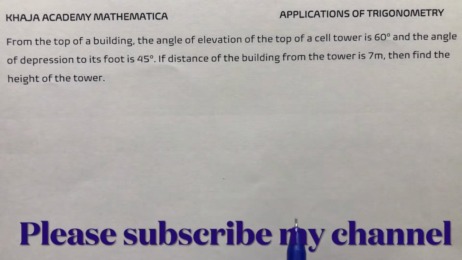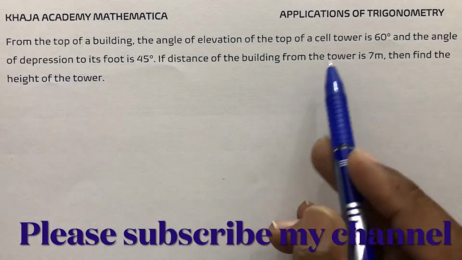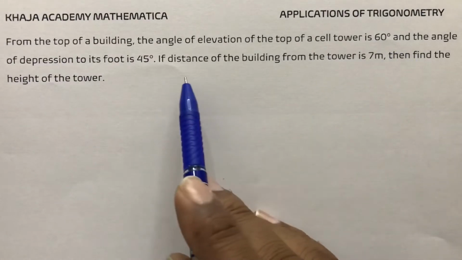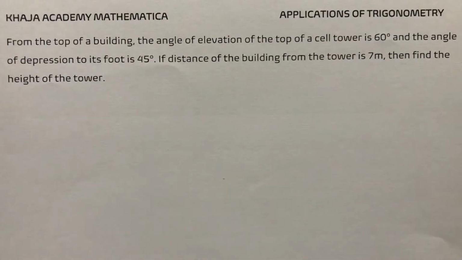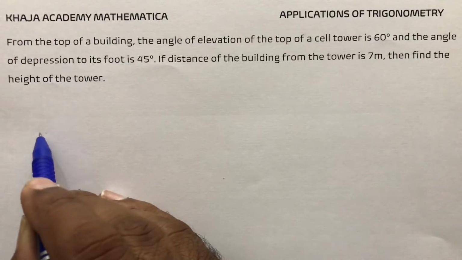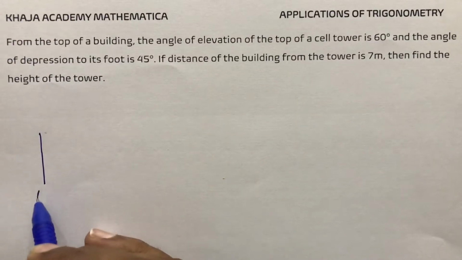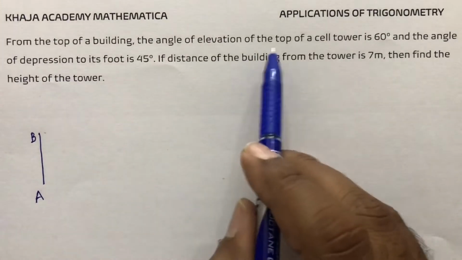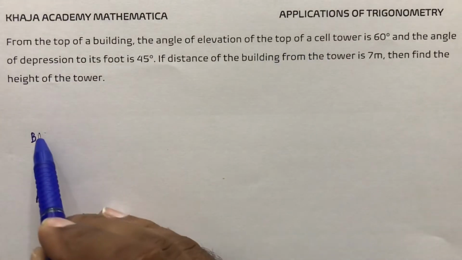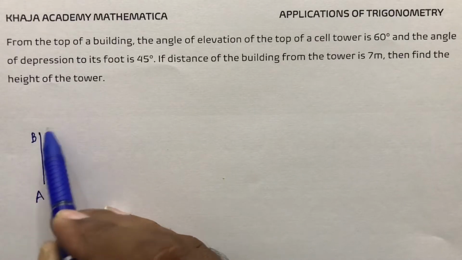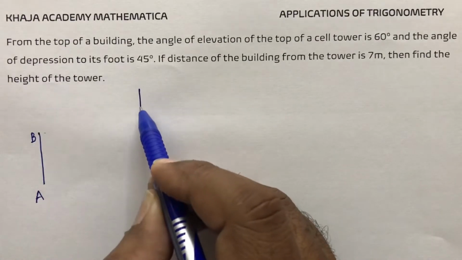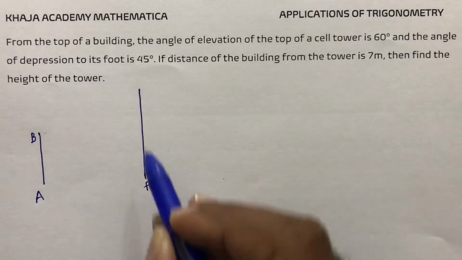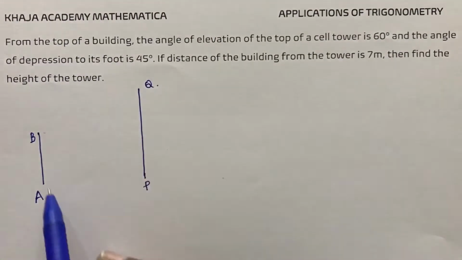From the top of a building, the angle of elevation of the top of a cell tower is 60 degrees and the angle of depression of its foot is 45 degrees. See, if I take the building as AB, from the top of the building they saw the angle of elevation of the top of a cell tower, so the tower is taller. So here I'll take PQ as the tower.